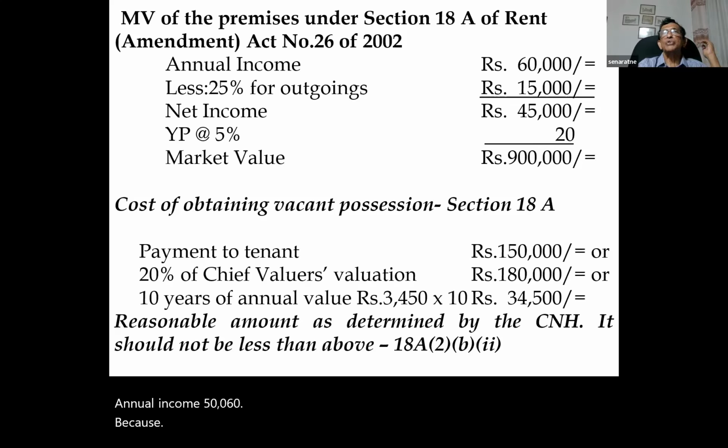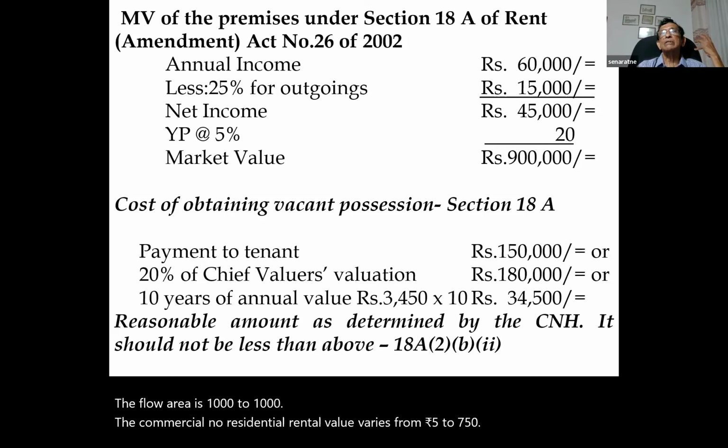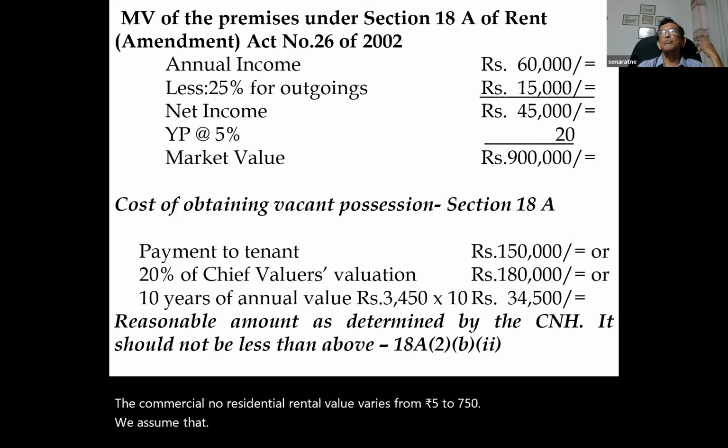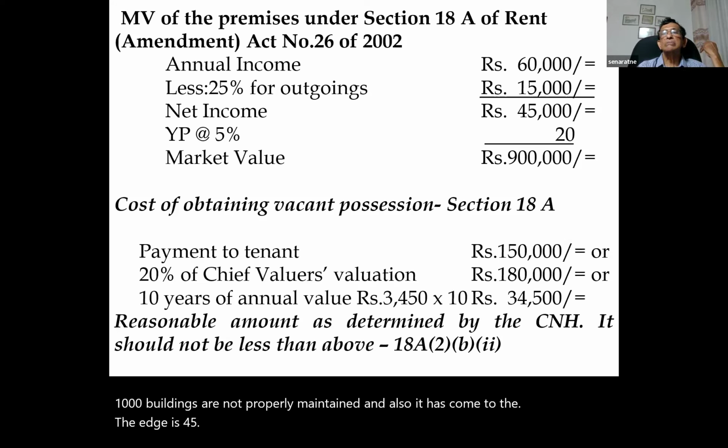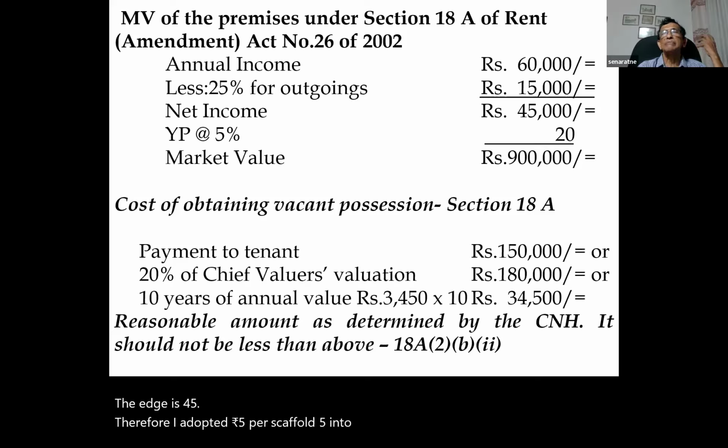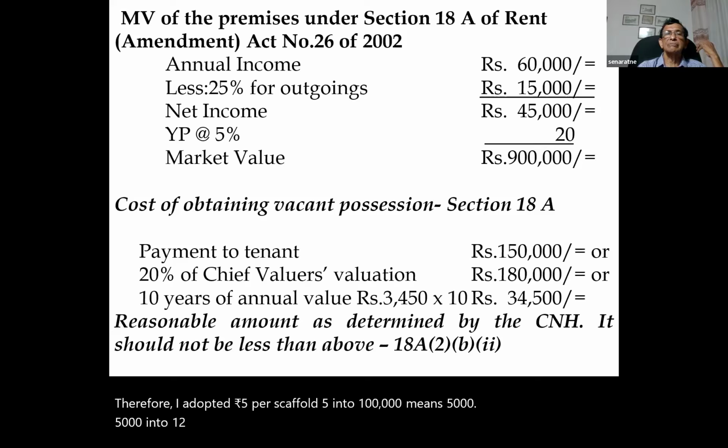the floor area is 1,000 square feet. The residential rental value varies from 5 rupees to 7.50. We assume that tenanted buildings are not properly maintained, and also the house is old, 45 years. Therefore, I adopted 5 rupees per square foot. 5 into 1,000 means 5,000. 5,000 into 12 means 60,000 rupees.